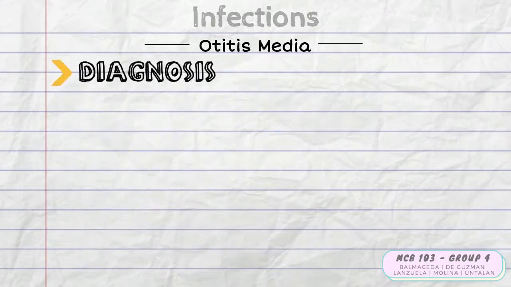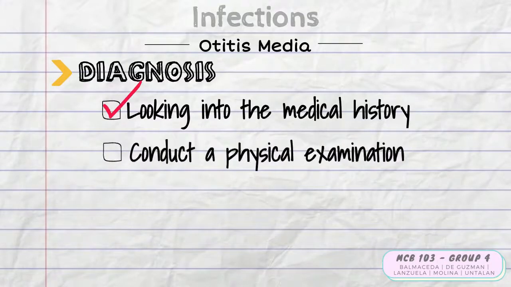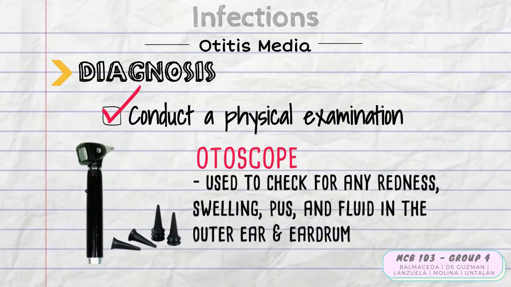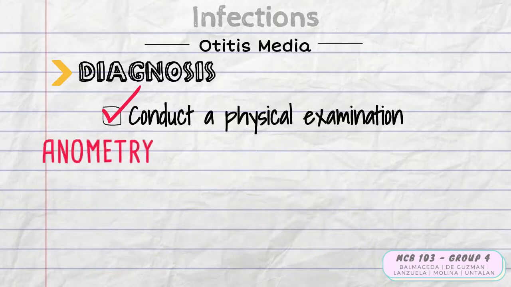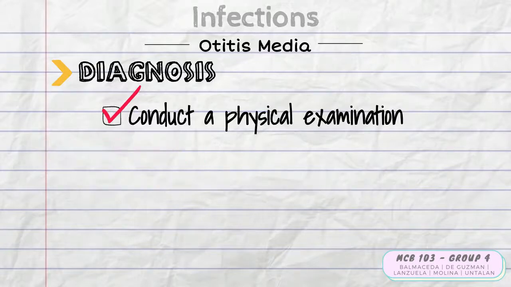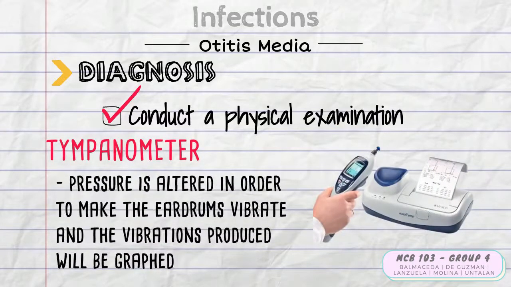Diagnosis of otitis media often starts with looking into the medical history of an individual and by doing a physical examination. During the physical examination, an otoscope is used to check for any redness, swelling, pus, and fluid in the outer ear and eardrum. A test called tympanometry can also be conducted to determine if the middle ear works properly. The physician uses a tympanometer, a device which will be put inside the ear canal, after which pressure is altered in order to make the eardrums vibrate, and the vibrations produced will be graphed. This will then be interpreted by the physician.